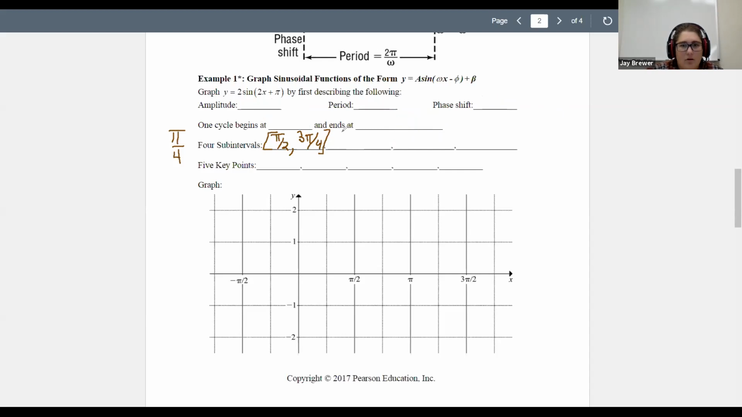Okay, so what we do for the next subinterval, we're going to start where the last one stopped. So we're going to start at 3 pi over 4. And then we add another pi over 4. So that takes us to just pi, right?